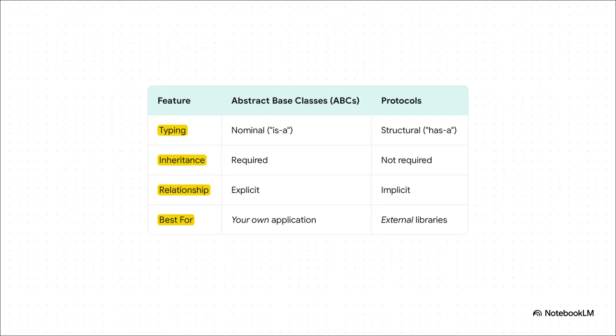So when do you use which? Well, here's a good rule of thumb. Use ABCs, the strict one, when you are in complete control of all the code in your own application. It makes the relationship super clear. But if you're writing a library that other people might use, or you need to work with code you didn't write, that's where protocols shine. They're flexible and don't force anyone into a rigid structure.